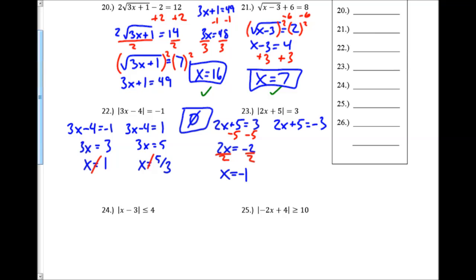I do the same thing over here. I subtract the 5 from each side. So I find out that 2x equals a negative 8. I divide each side by 2. So I find out that x equals a negative 4.